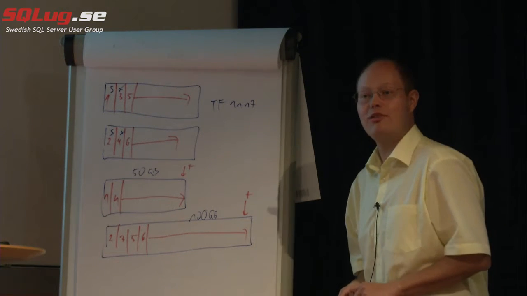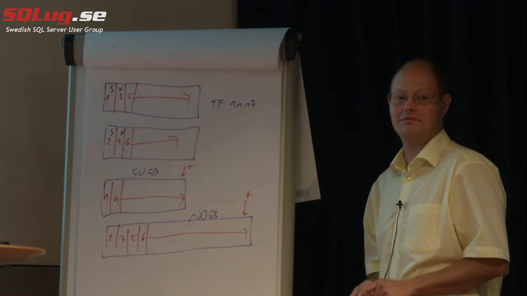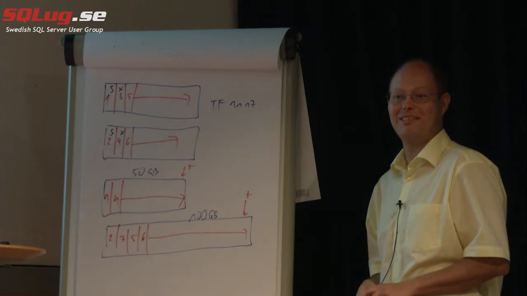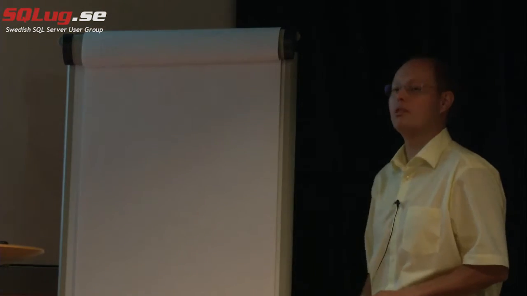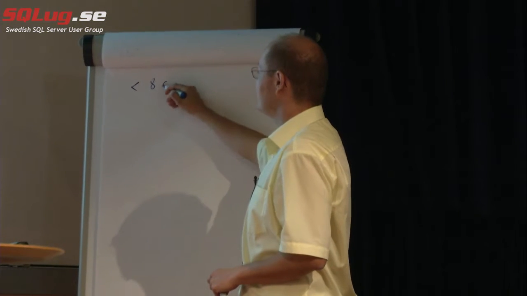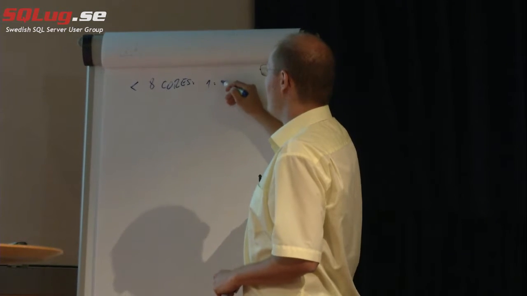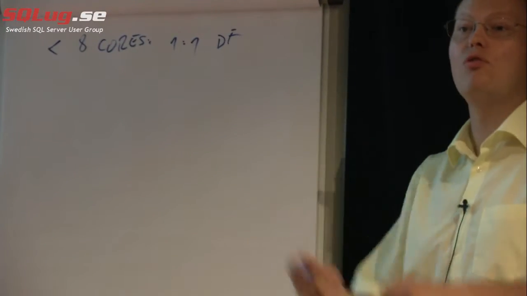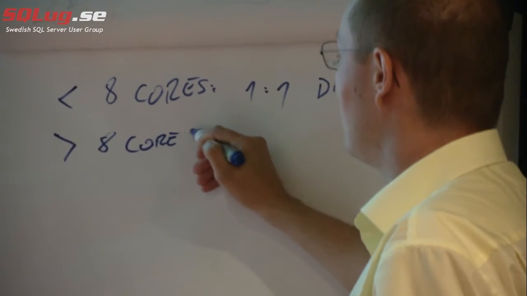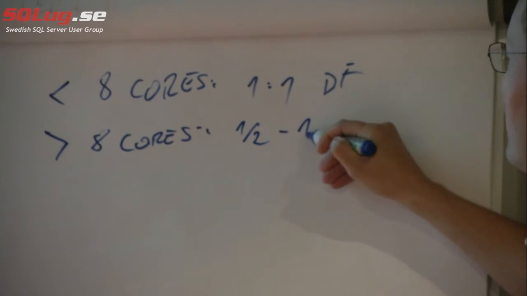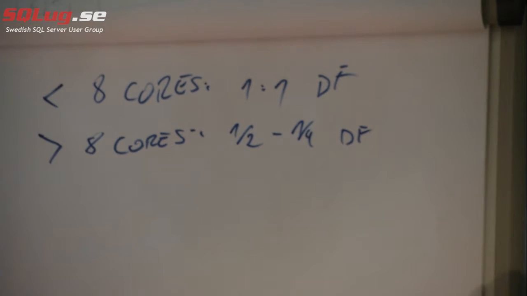How many data files do we need for tempdb? It depends. On what? On the number of cores. The recommendation is very simple. When you have up to 8 cores, you just make a one-to-one mapping to the data files. So with 8 cores, you give tempdb 8 data files. If you have more than 8 cores, you give tempdb around 1/2 to 1/4 of data files. How much? You have to benchmark it for your specific workload. One data file in general is just too few.